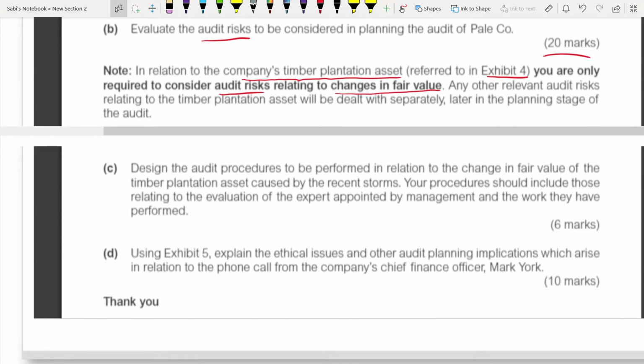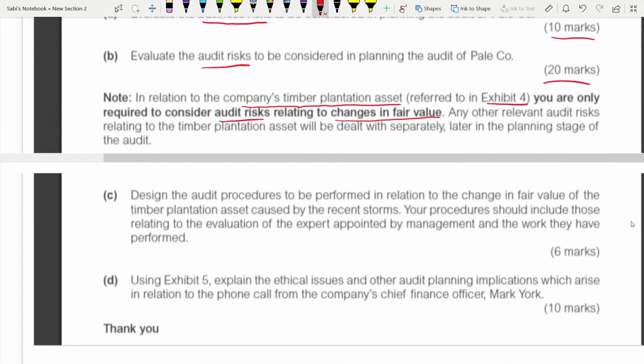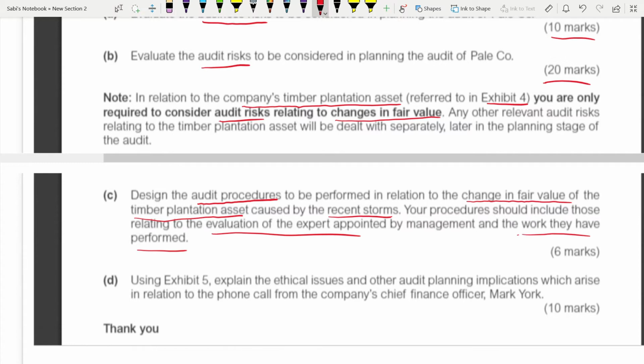C: Design the audit procedure. So the first one was about business risk and audit risk during the planning stage. Coming to C, this is about audit procedure. You have to design procedures to be performed in relation to the change in fair value of the timber plantation asset. Be very specific. Don't write general audit procedures. This is related to the changes in fair value caused by the recent storms. Your procedures should include those relating to the evaluation of the expert appointed by management and the work they have performed. So when you're designing the procedures, include these things as well. Don't forget it.